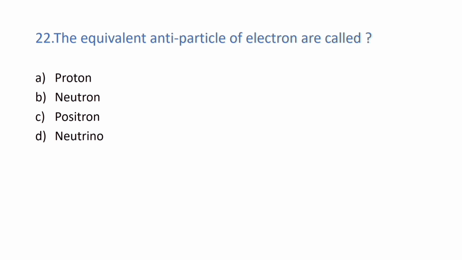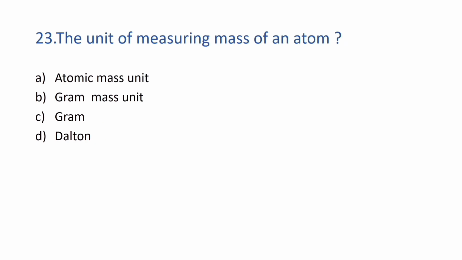The equivalent antiparticles of electrons are called. Option number C, positron. Positron is the equivalent antiparticle of electron. Moving to the next question. The unit of measuring mass of an atom. Option A, atomic mass unit.